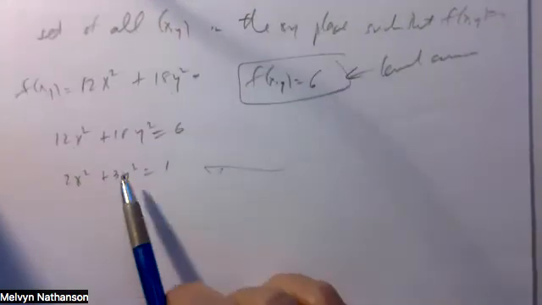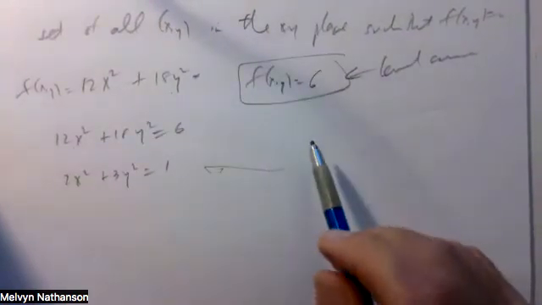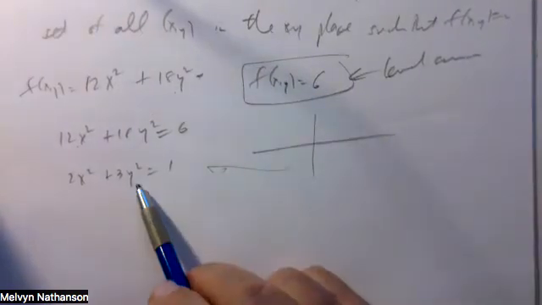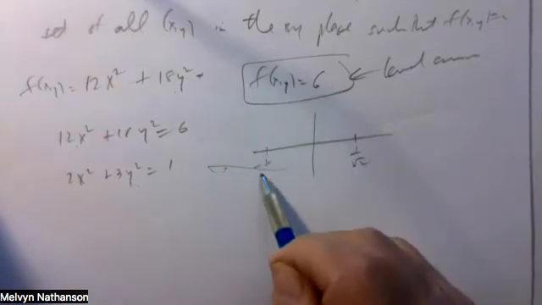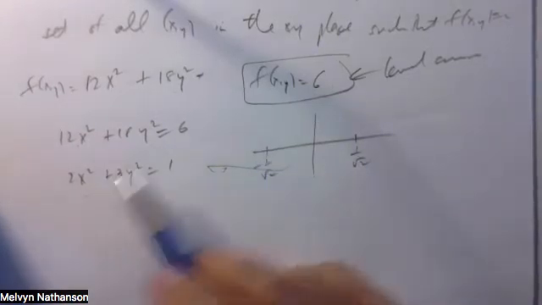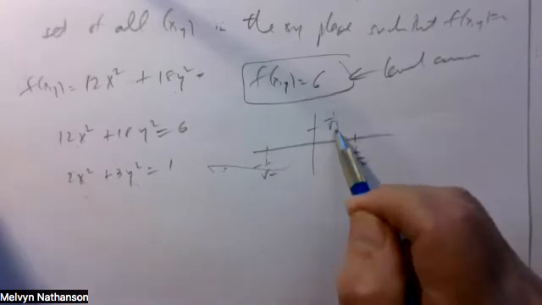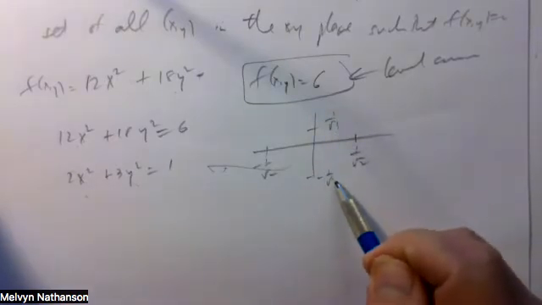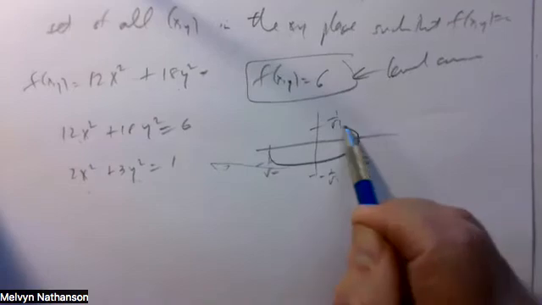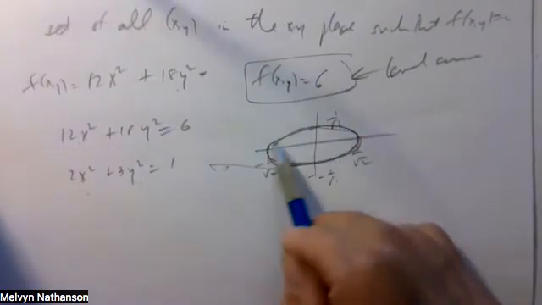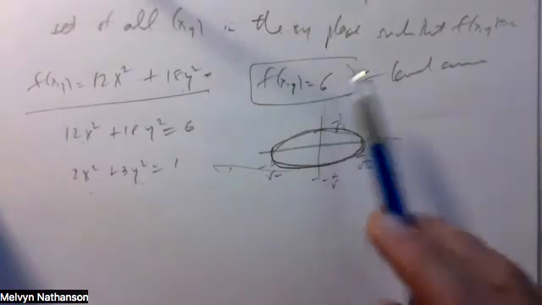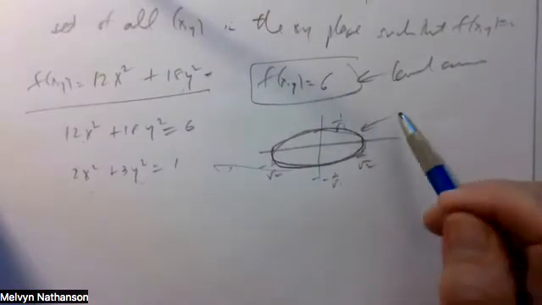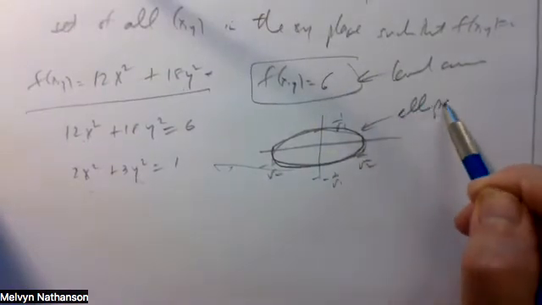And you should recognize this as an ellipse. When y is 0, x is plus or minus 1/√2. And when x is 0, y is plus or minus 1/√3. So the level curve for this function for the value 6 is an ellipse. This is a level curve. This happens to be an ellipse.